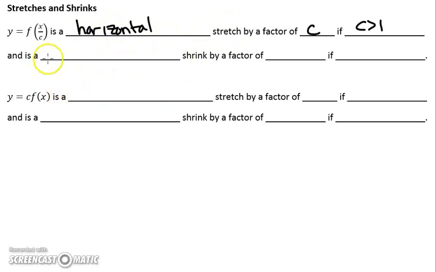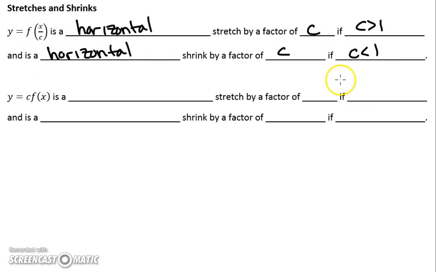It's going to be a horizontal shrink by a factor of c if c is less than 1. Now, if c is equal to 1, then we have f of x divided by 1, which is just f of x, so we're not really changing anything. So greater than or less than 1, not or equal to.